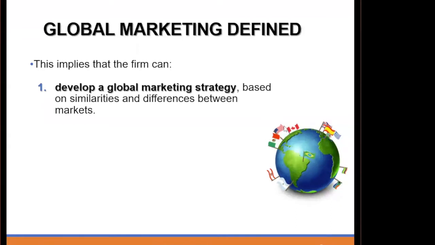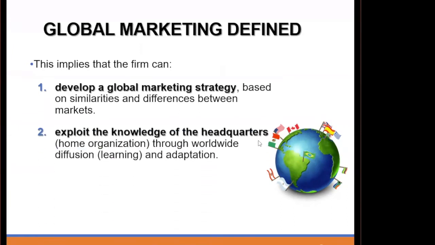So once we understand what global marketing is and the firm decides to engage in it, they need to go about developing a global marketing strategy, which should be based on the similarities and differences between markets. And we will emphasize this a lot throughout the session, particularly in the lectures that have to do with the elements of the marketing mix and how they play out in different markets. Also, global marketing implies that firms need to exploit the knowledge of the headquarters, which is usually situated in the home country.